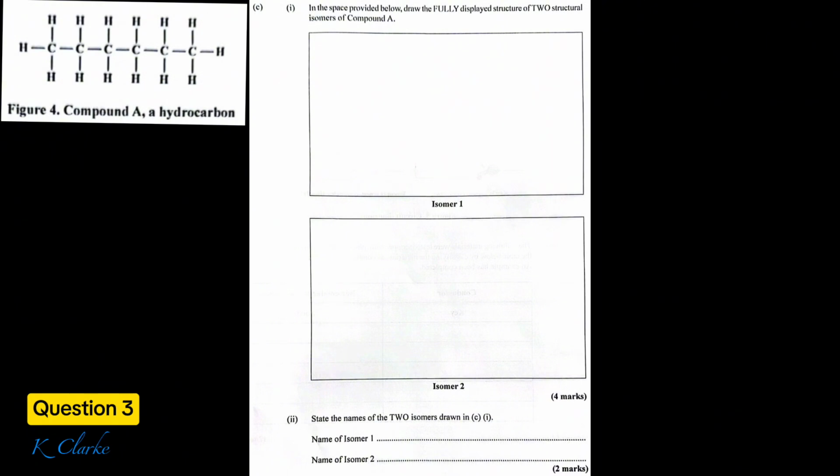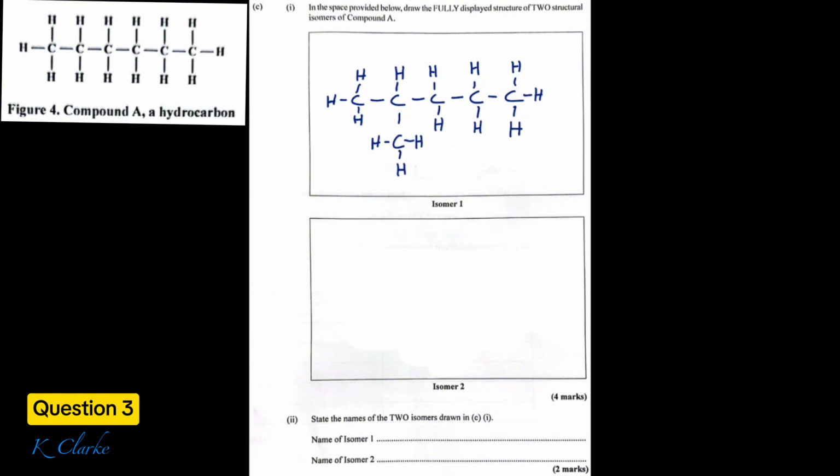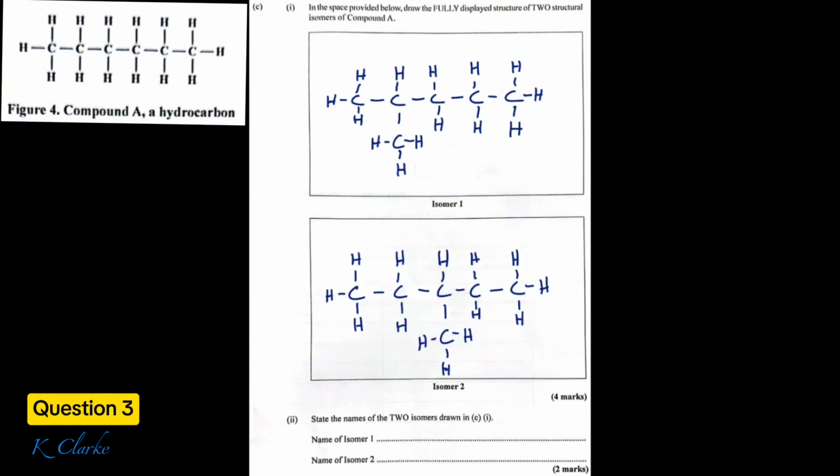In the space provided below, draw the fully displayed structure of 2 structural isomers of compound A. Structural isomers are compounds that have the same molecular formula but different arrangements of elements, resulting in different names. The first structural isomer could be a chain with 5 carbons and 1 branch group at the second carbon. Isomer number 2 could be a straight chain with 5 carbons and a branch group on the third carbon.